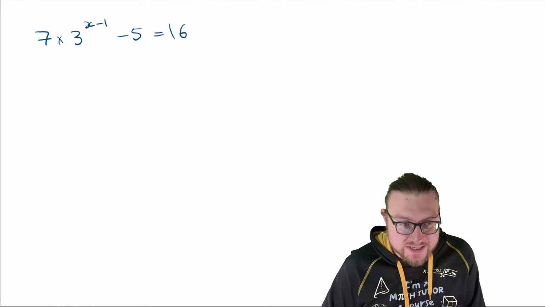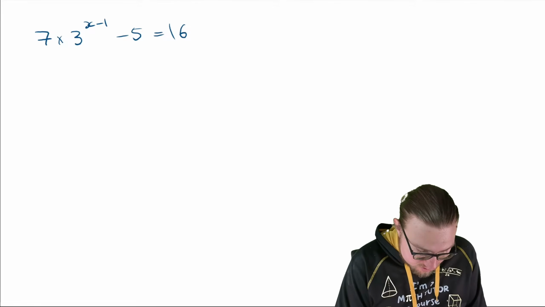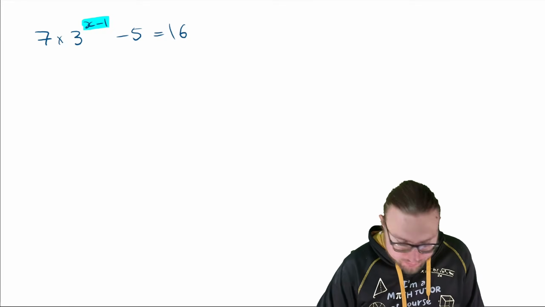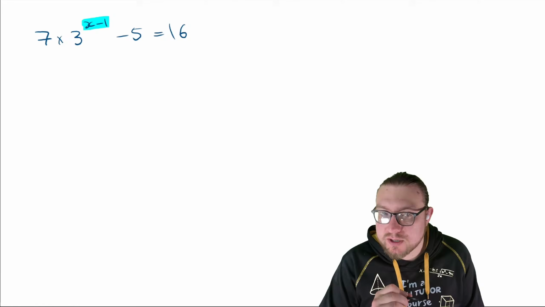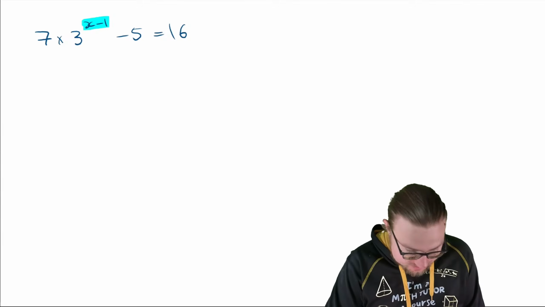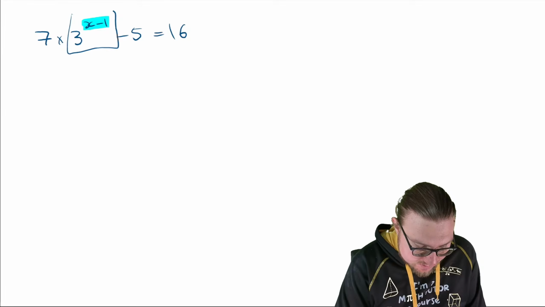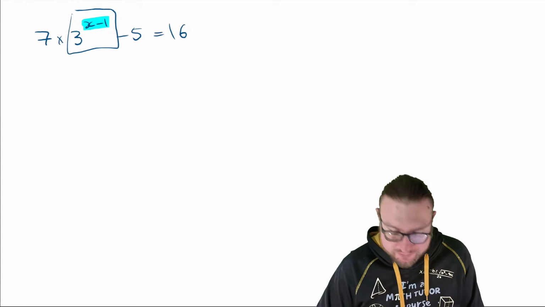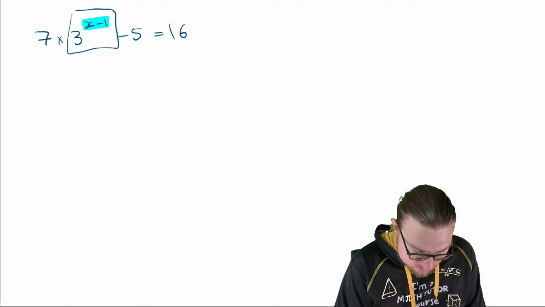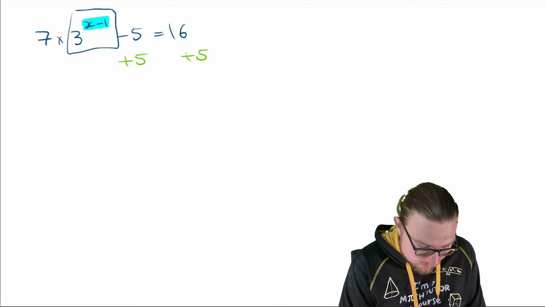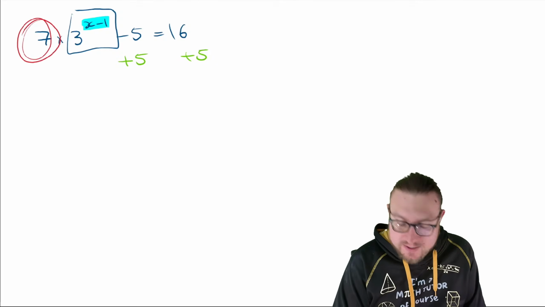Again, we have an x in the power, an unknown. And if we want to solve for it, we already know the only way to do that is to do log on both sides. So if we want to use log on both sides, this term here has to be by itself. So what are we going to do? We're going to have to do plus 5 on both sides to get rid of the minus 5. And we need to get rid of the 7 times.